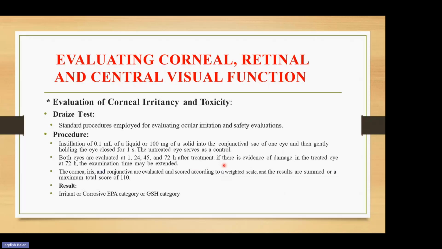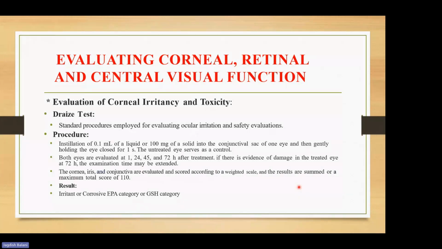This is to understand the difference between the ocular irritancy study and the full ocular toxicity study. After observation, we collect the scoring for the iris, conjunctiva and cornea, and then score that, and accordingly you can classify the compound as an irritant or a corrosive. There are scales available, such as EPA and GHS categories, where compounds are generally considered hazardous. So these are the scales available for ocular irritancy studies.